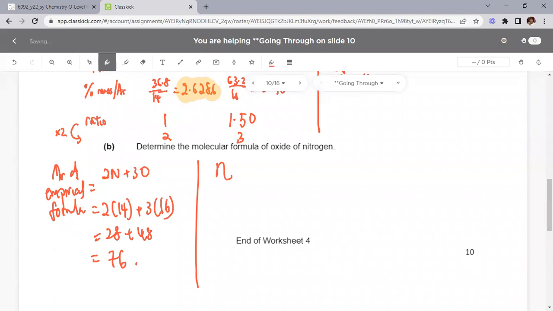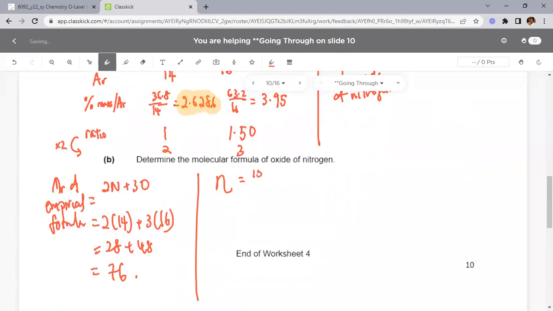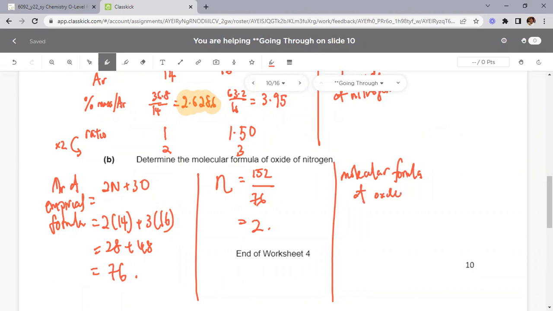Next, I'm going to find the ratio n. So I'm going to take the relative molecular mass, 152, of the compound divided by the empirical mass, 76. You realize when you do this, n is 2. Lastly, I'm going to find the molecular formula of the oxide of nitrogen. This will be to take the empirical formula, which is N2O3, multiplied by the ratio, which is 2. You're going to get N4O6. Okay, so this is how you go about doing this.